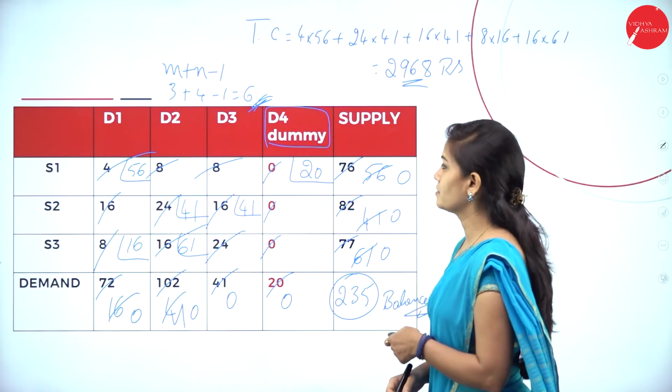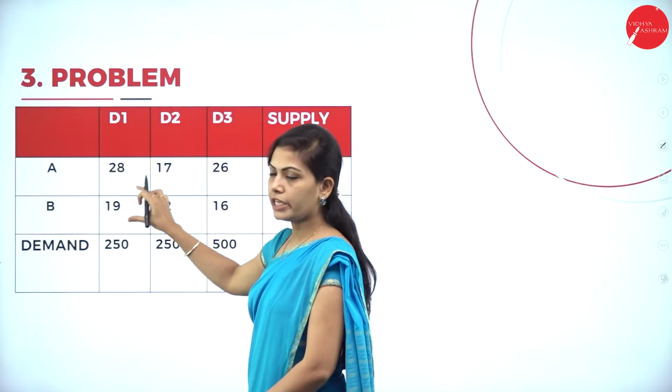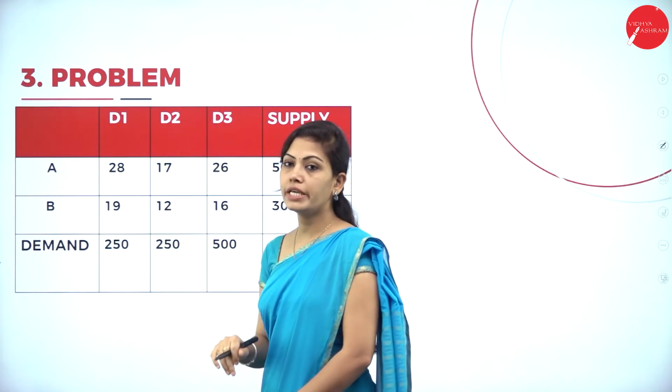And the last problem is, here we have only 2 rows in source and 3 columns in destinations.